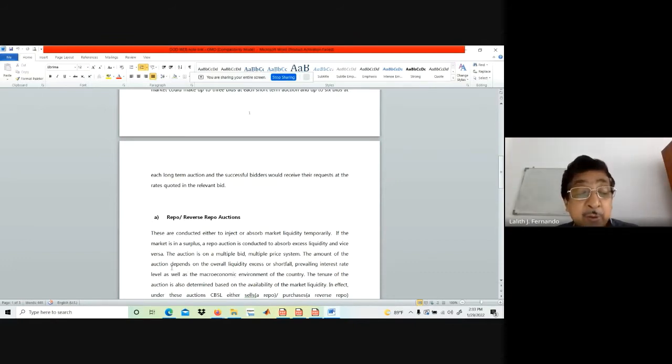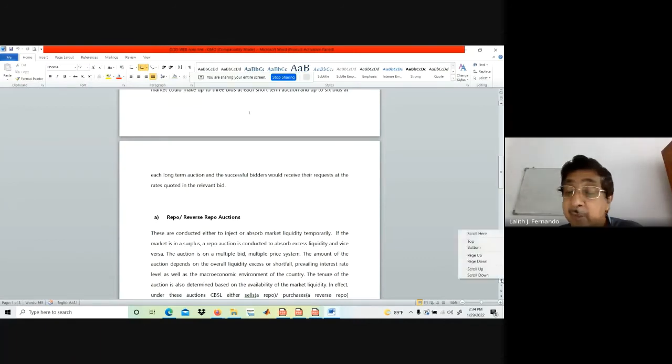Then the amount of the auction depends on the overall liquidity excess or shortfall, prevailing interest rate level, as well as the macroeconomic environment of the country. So this is what happens. The tenor of the auction is also determined based on the availability of the market liquidity. In effect, under these auctions, CBSL either sells, we call it a repo.